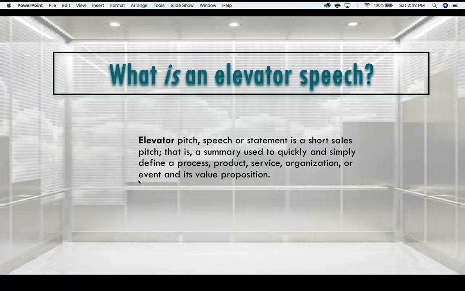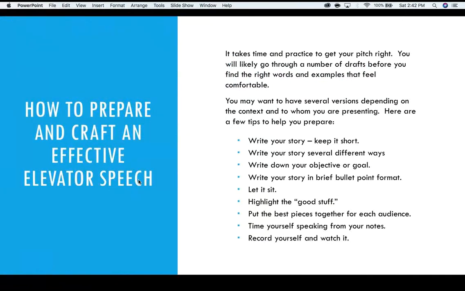What is an elevator speech? An elevator speech is a clear, brief message about you that communicates who you are, what you're looking for, and how you can benefit from a company or organization. This is your chance to give a good idea on what your elevator speech is and to get your point across in a very succinct and timely manner.